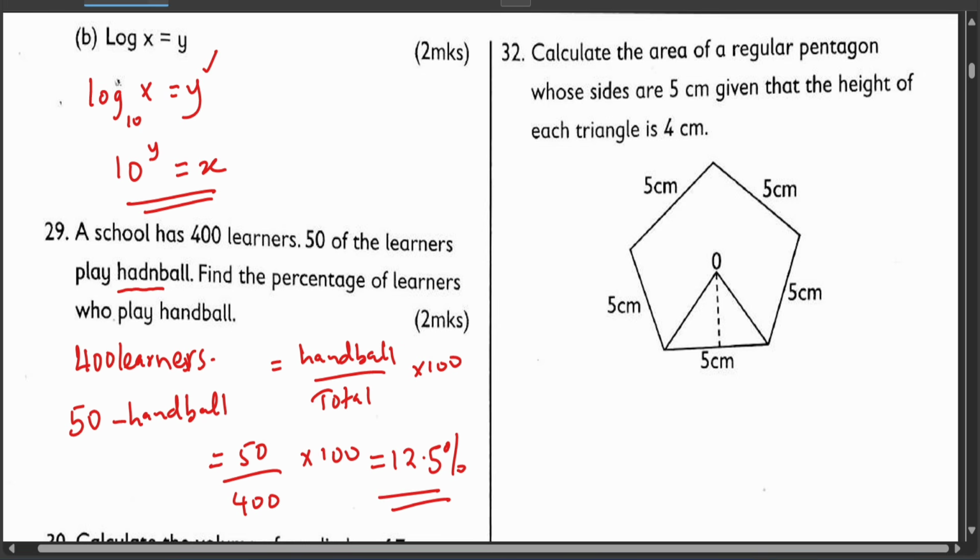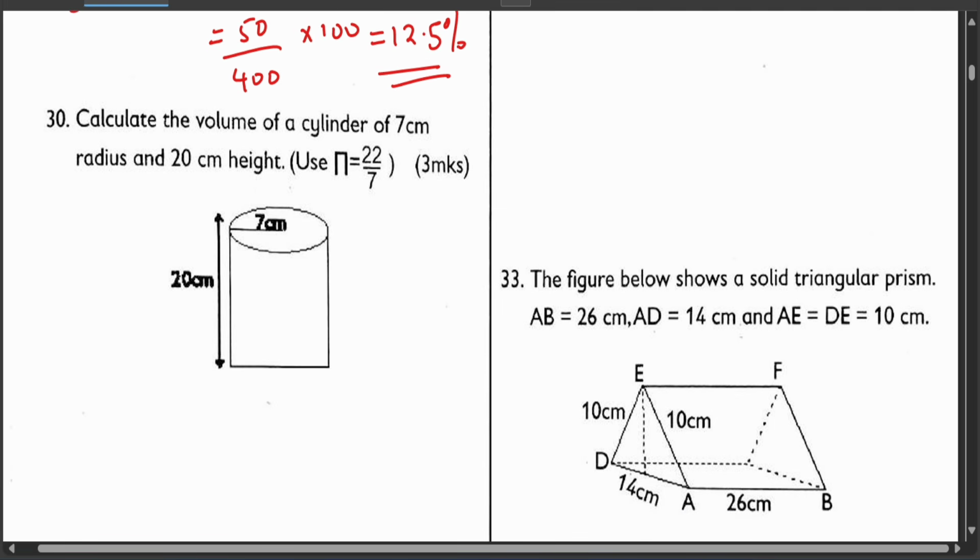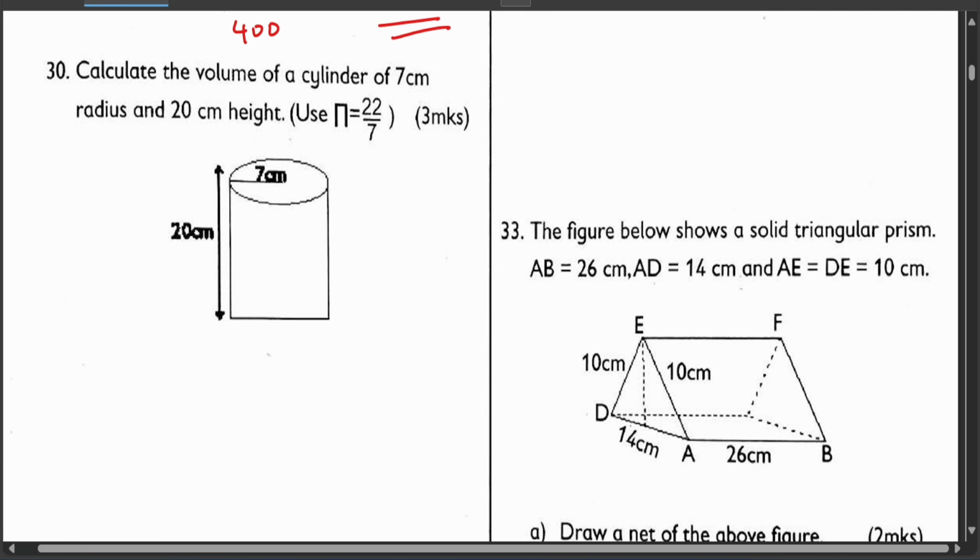Khalas, soma zingine za bure. Question 30: calculate the volume of a cylinder of 7 cm radius and 20 cm height. Use pi equal to 22/7. So the volume of a cylinder is always given by pi r squared height.